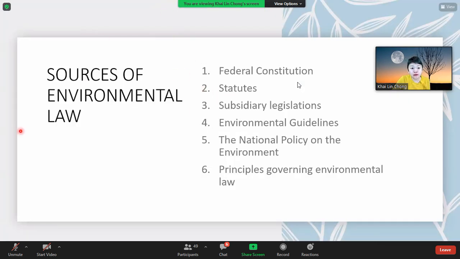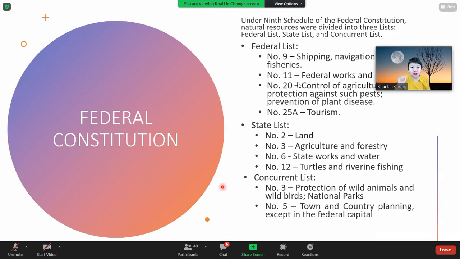Okay, so source of the environmental law, kita punya environmental law, dia akan ada berdasarkan kepada 6 sources. So the first one is the Federal Constitution, statutes, subsidiary legislations, environmental guideline, national policy on the environment, and then the principles that governing the environmental laws. Okay, so di bawah Federal Constitutions, so under the 9 schedules of the Federal Constitutions, natural resources, okay, bila kita kata alam sekitar, apa yang selalu kita akan ambil berat adalah sumber asli kita. Okay, the natural resources, sumber asli kita.